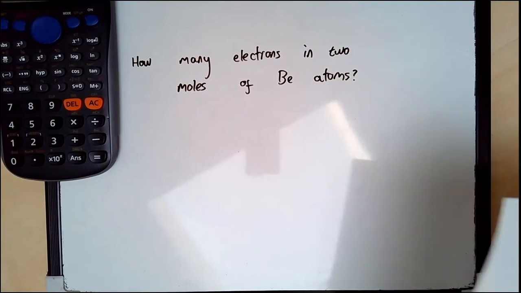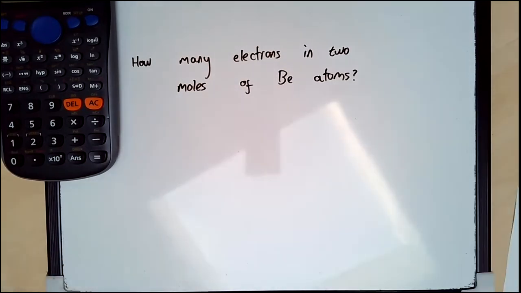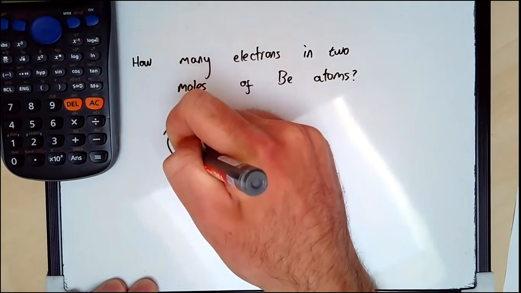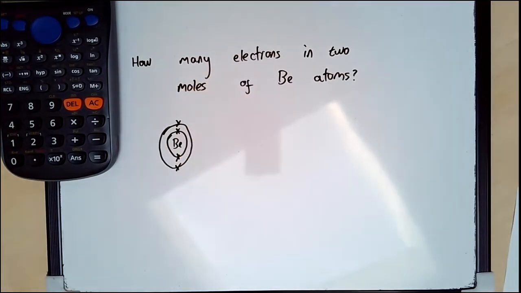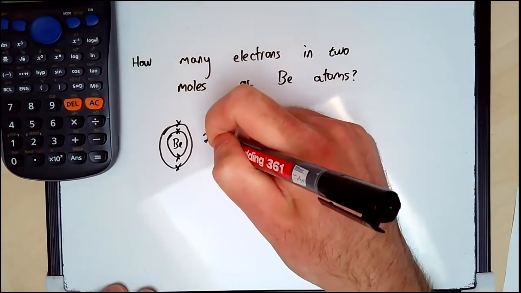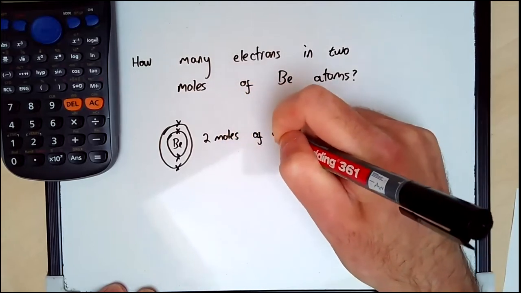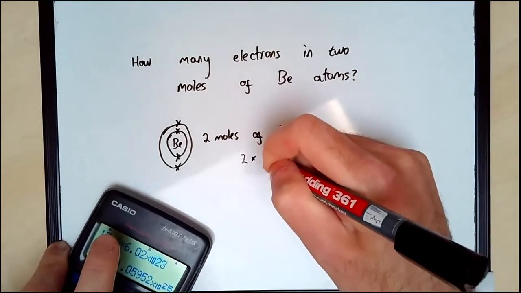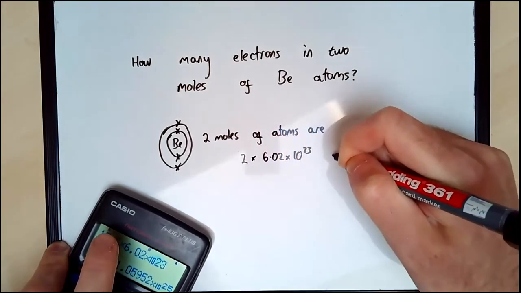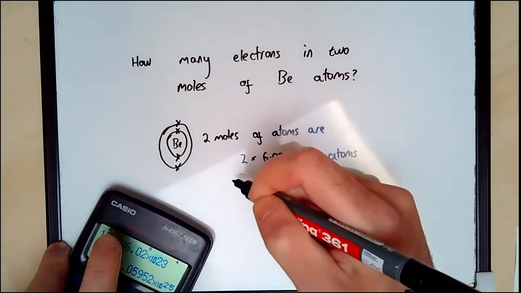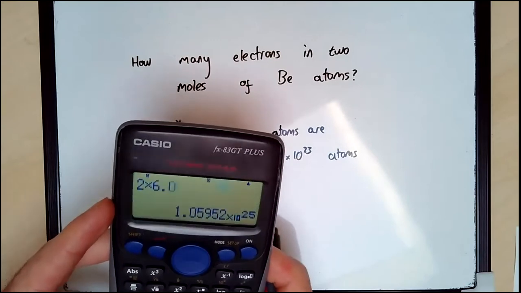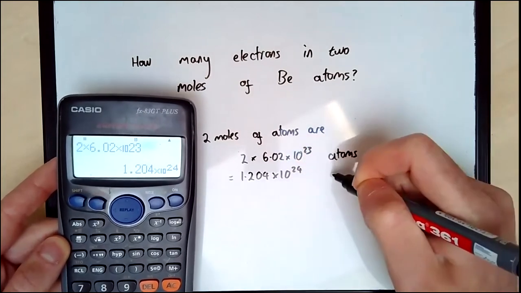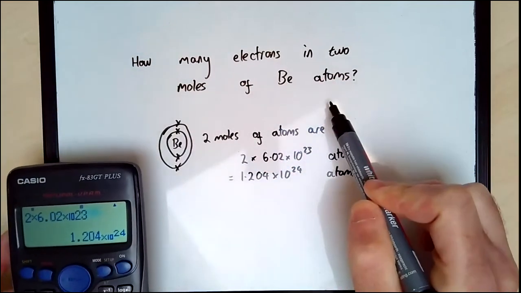So the first thing I do is I go to my periodic table and I look for Be, which is over here, and I can see that Be has 4 electrons. And we draw it, as you know by now, like that, 4 electrons. Now what that means is that 2 moles of atoms are 2 × 6.02 × 10²³ atoms, right? Which equals, use a calculator, 1.204 × 10²⁴ atoms. That's how many atoms I have here. So I've got 2 moles of atoms, so that's how many atoms I've got.